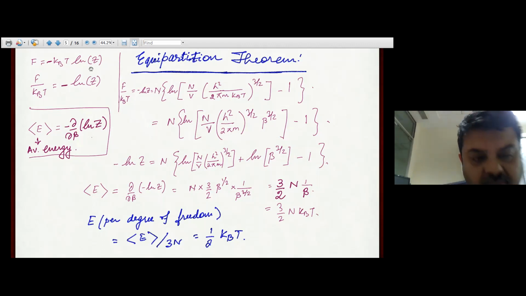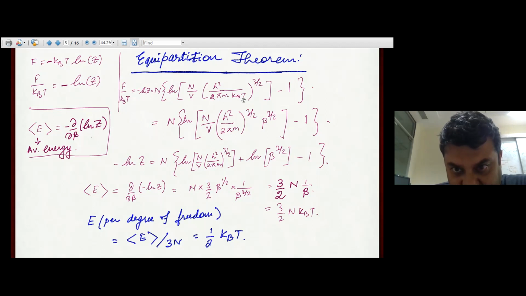If you remember, just go back and look at your previous classes if you don't. But we also showed that the average energy of a system can be calculated by taking a minus single derivative with respect to beta of ln of Z. Right? The ln of Z, or minus ln Z is F by kBT, has this expression N ln N by V, h by 2 pi m kBT. Now note this kBT is 1 by beta, or 1 by kBT can be written as beta. So that is exactly what we are doing.